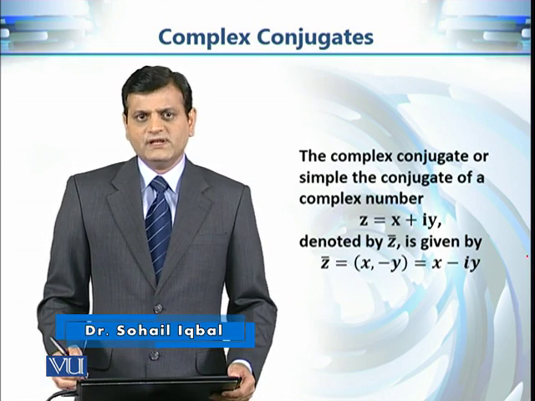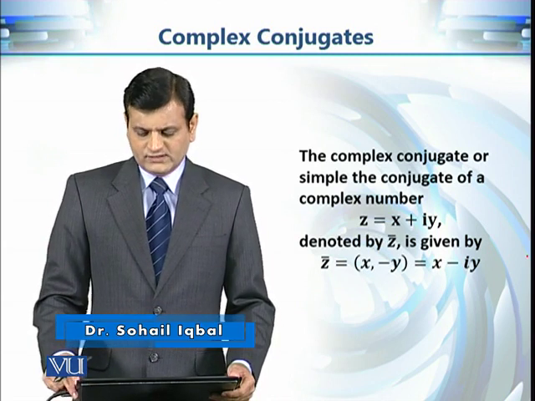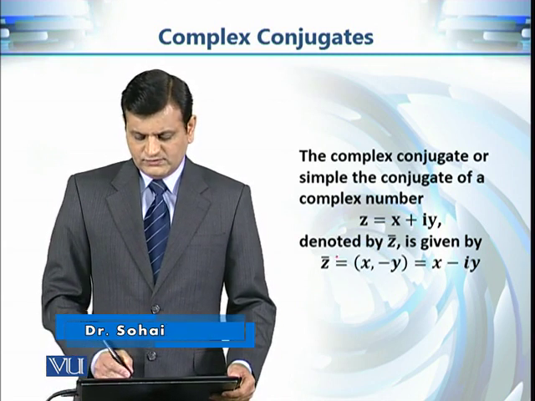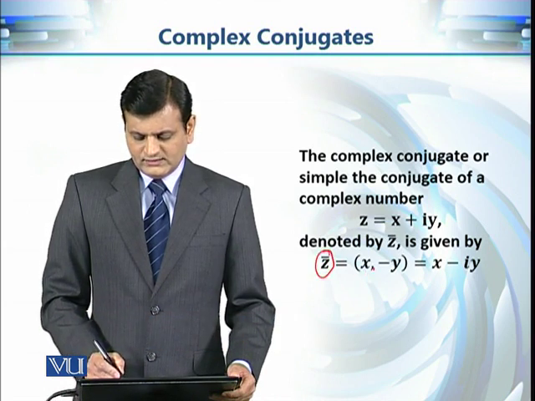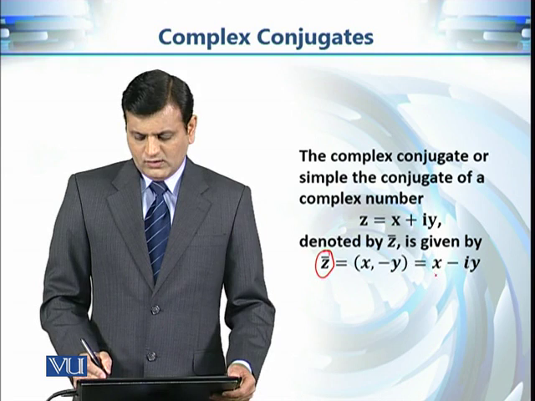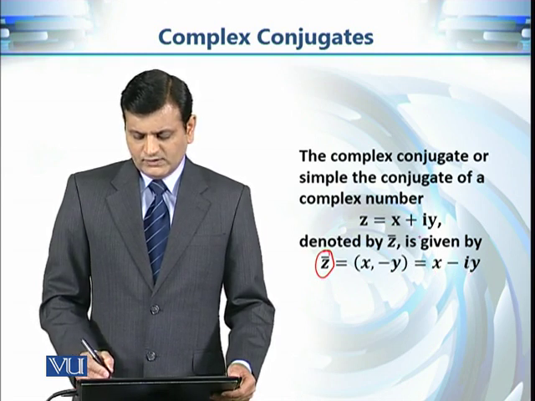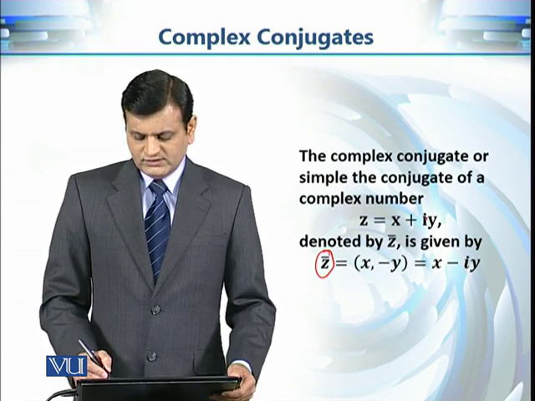So, given a complex number z is equal to x plus iota y, its conjugate, which is denoted by z bar, is equal to x comma minus y or x minus iota y. Simply, we can say that if I want to calculate conjugate of a complex number, then I will just replace this iota with minus iota.